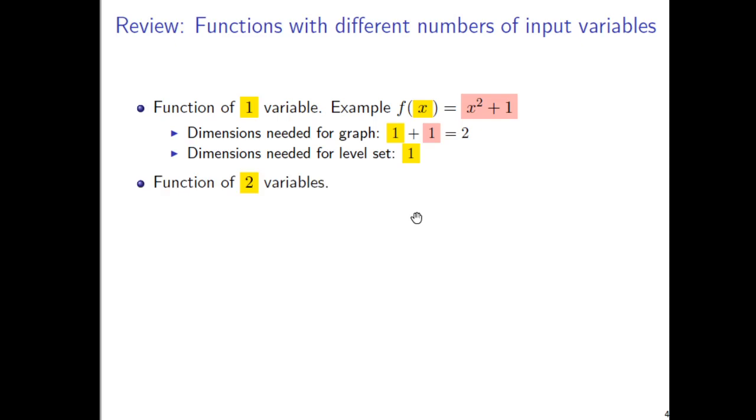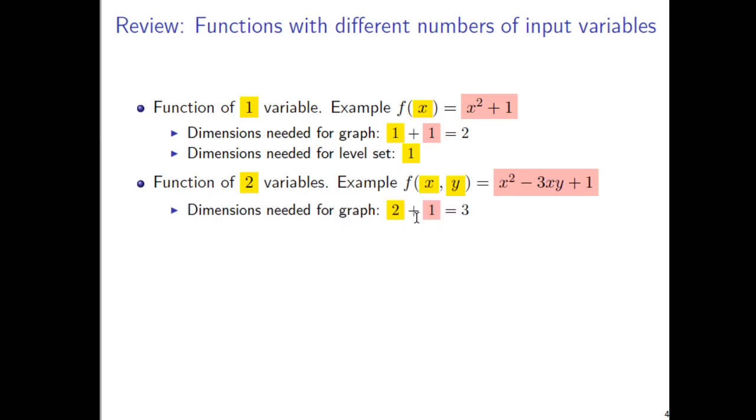You have functions of two variables, for example, f of x comma y equals x squared minus 3xy plus 1, and the dimensions needed to graph this, 2 plus 1. You need 3 dimensions total because there are two input variables, so two axes are used for input, and then z, I guess here, is the output variable, and that's going to be another dimension, so a total of 3. But if three-dimensional drawing is tough, then at least if you just look at what's going on for one specific output and ask which combinations of inputs lead to that, you can draw that in two-dimensional space.